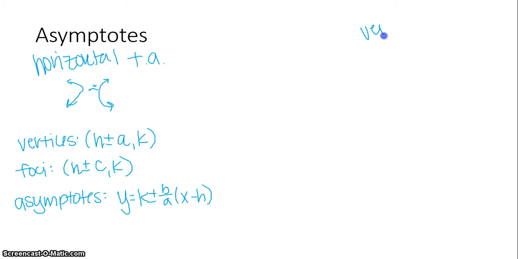If I have a vertical transverse axis, so my branches look like this for my hyperbola.